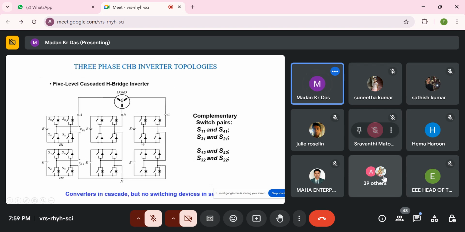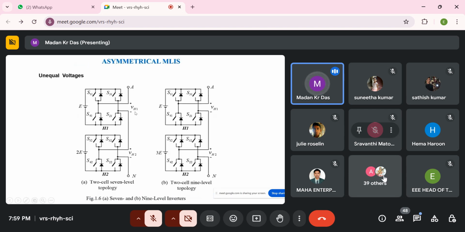So this is the 7 level, and suppose here the equal DC voltage, here 100 volt, and here 3 times, it's 3 times of voltage, like 300. So the same inverter will generate the 9 level output voltage, but both inverters have unequal DC sources, but the switches will be the same. So this type of inverter is called asymmetrical in nature.